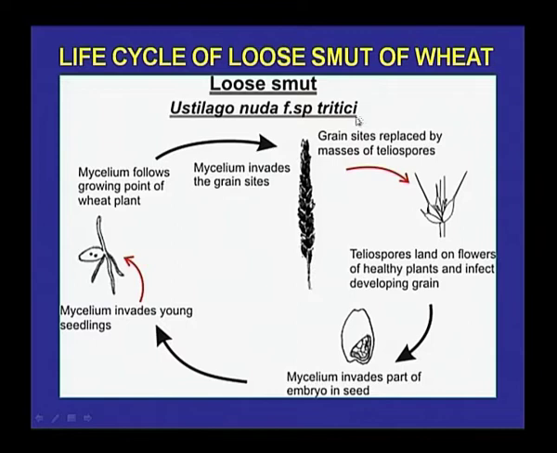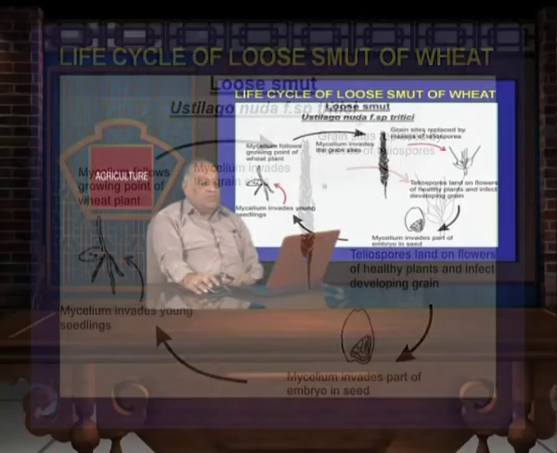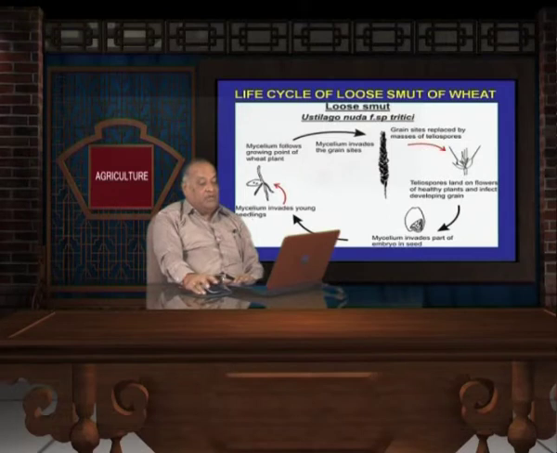Mycelium invades the grain sites and the whole panicle appears as a sooty mold. Grain sites are replaced by masses of teliospores, and teliospores land on flowers of healthy plants and infect the developing grains in the healthy plants, and like this the whole life cycle of loose smut of wheat is completed.